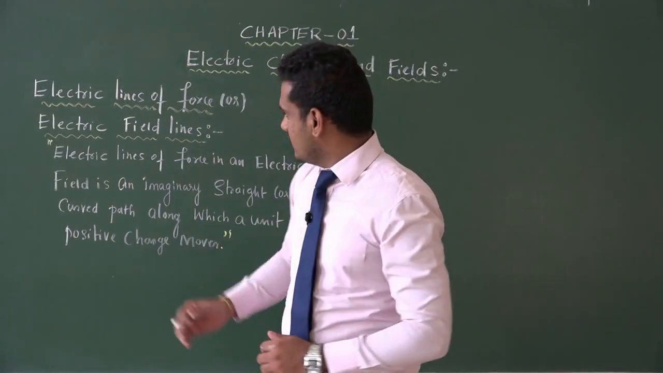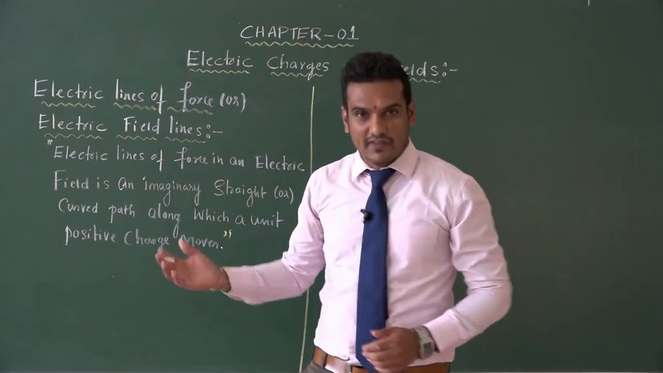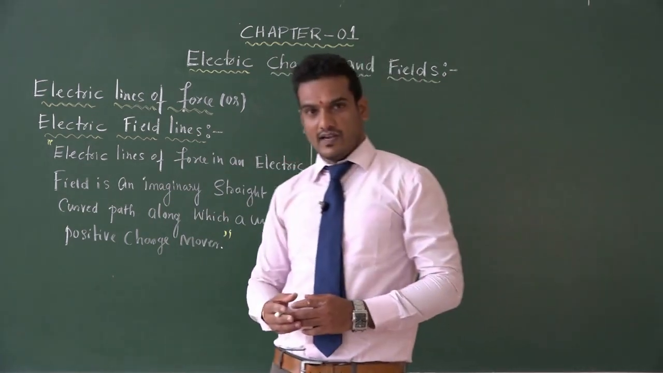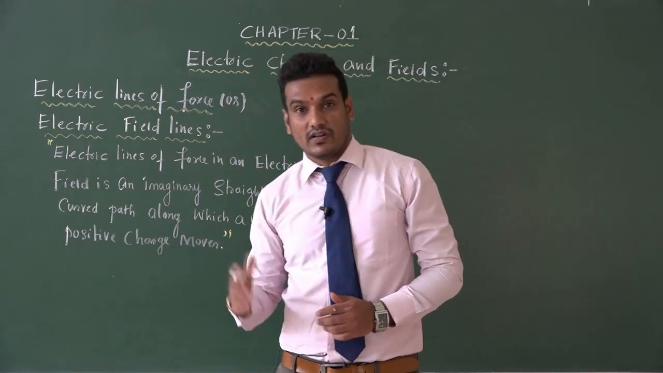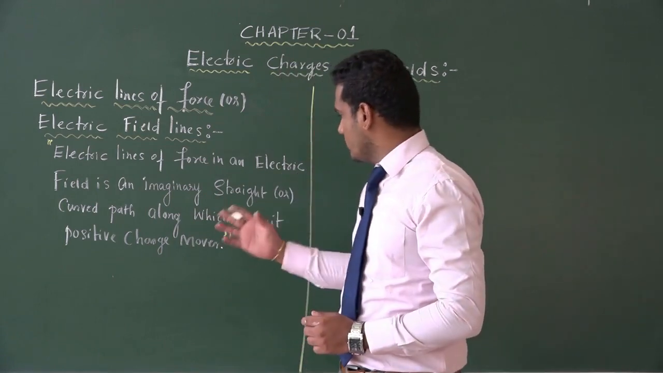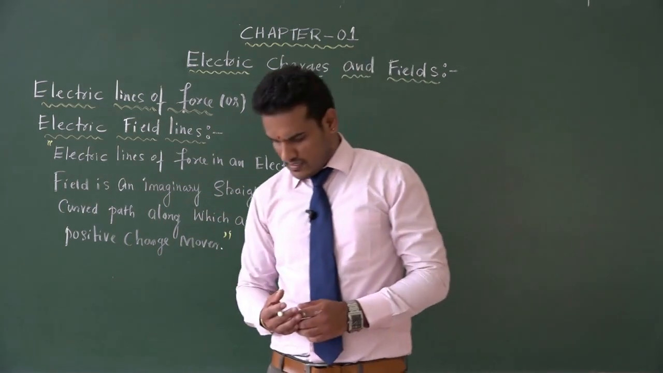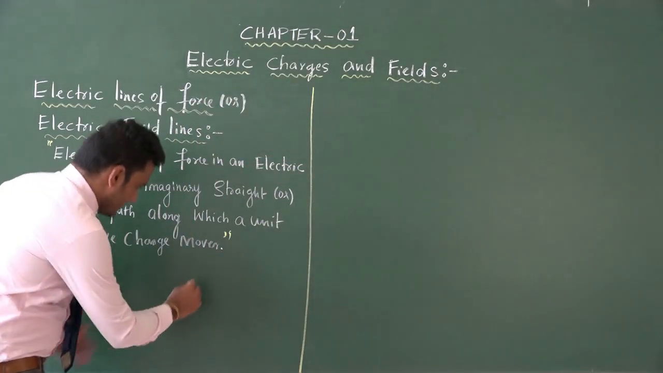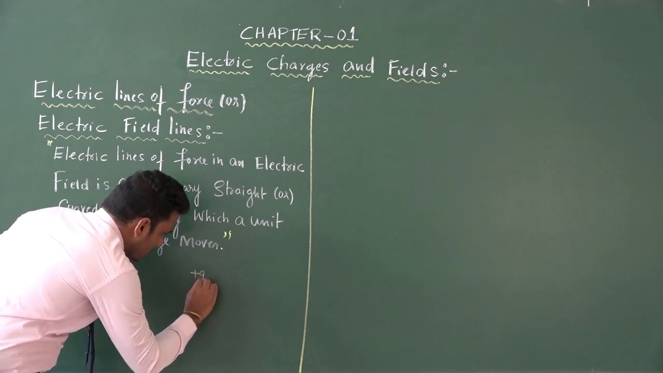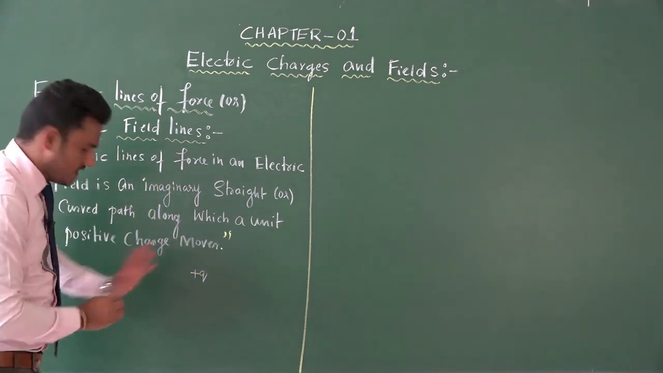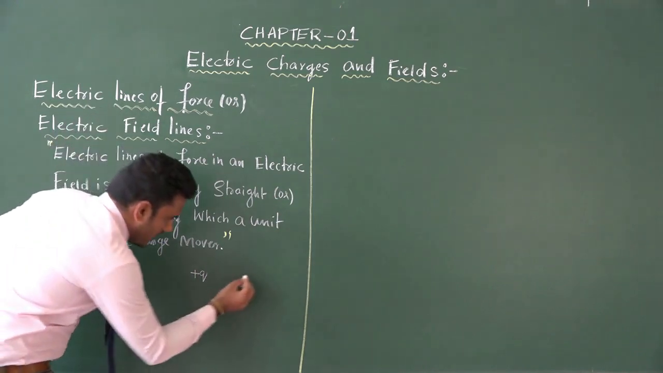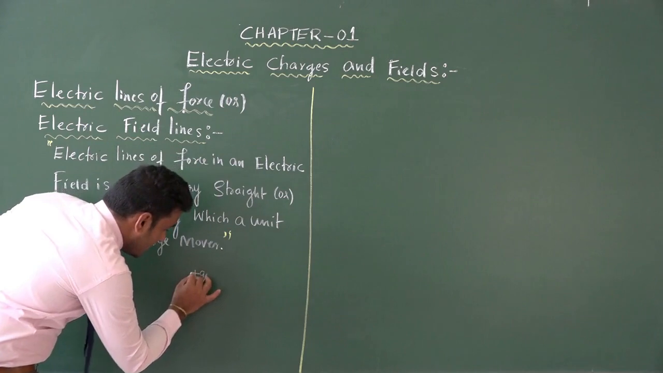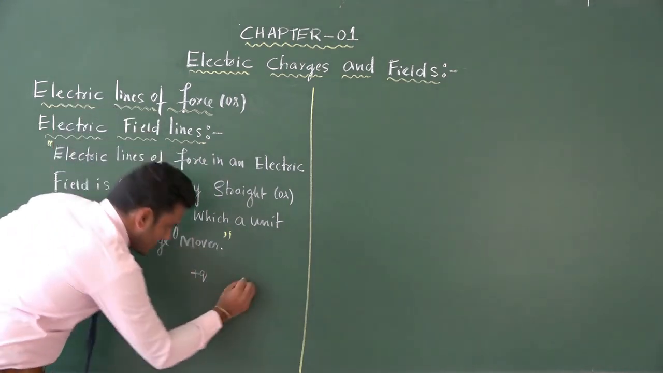Next concept is electric lines of force or electric field lines. Look at the statement. Electric lines of force in an electric field is an imaginary straight or curved path along which a unit positive charge moves. So let us understand what exactly electric lines of force are. Now I am going to consider a positive charge. Now I am bringing a unit positive charge near to this positive point charge.